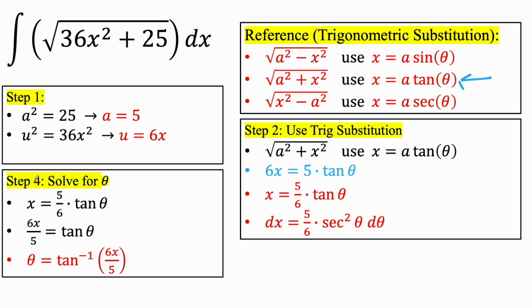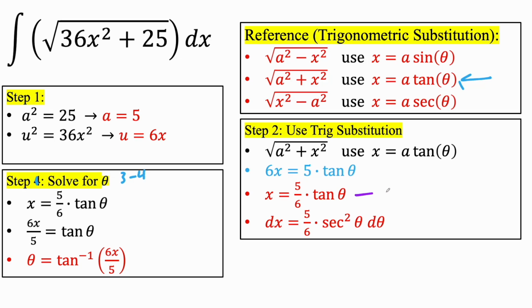We'll call this step 3 and 4. So we want to get theta by itself. What we're going to do is isolate tan theta, so we're going to multiply by the reciprocal of this piece. So we get 6x divided by 5 is equal to tan theta. And to get theta by itself, do tan inverse or arctan. And we're going to get this piece right here.